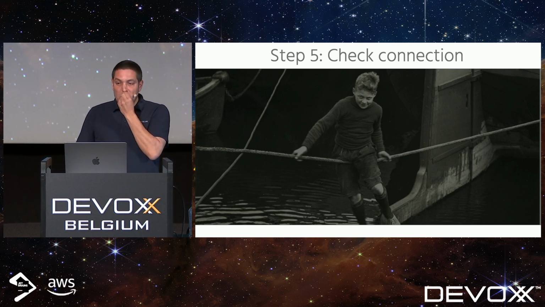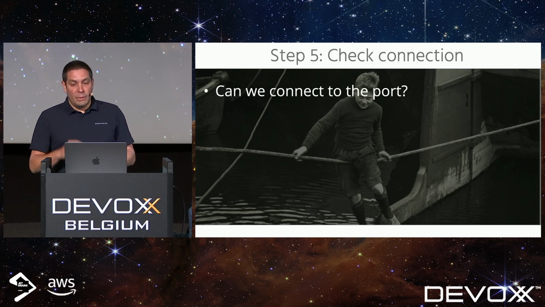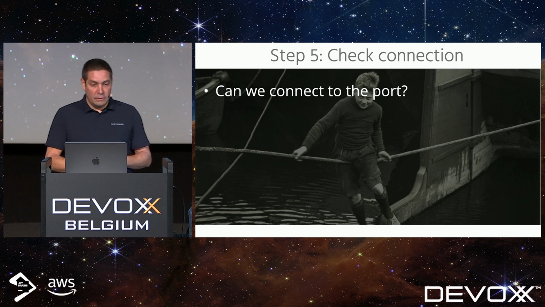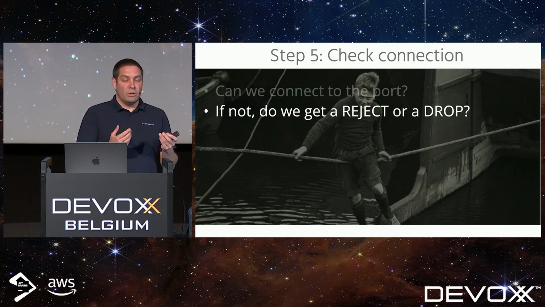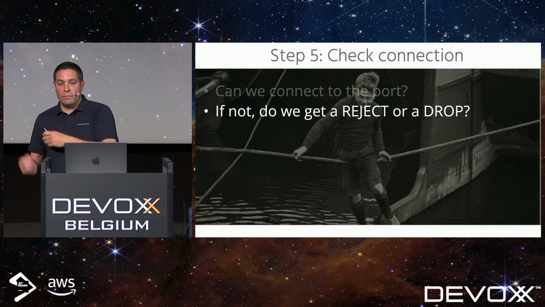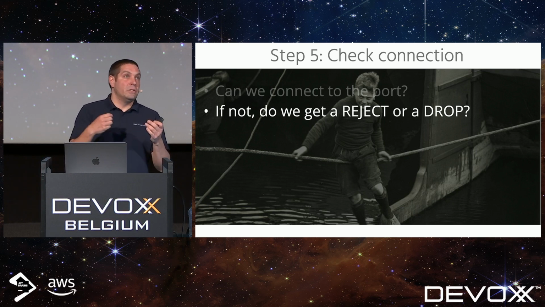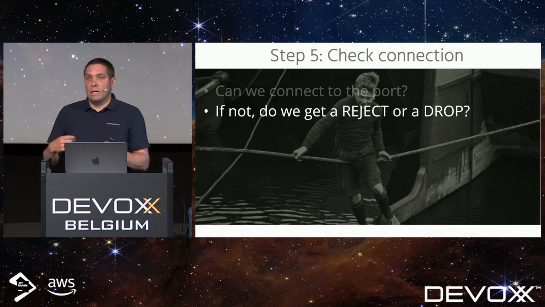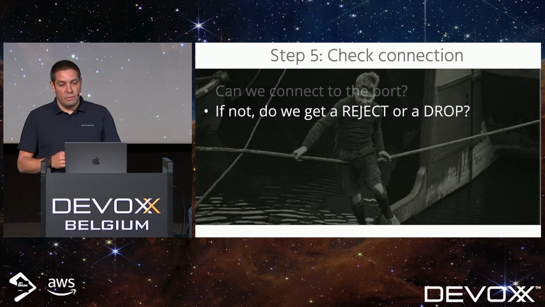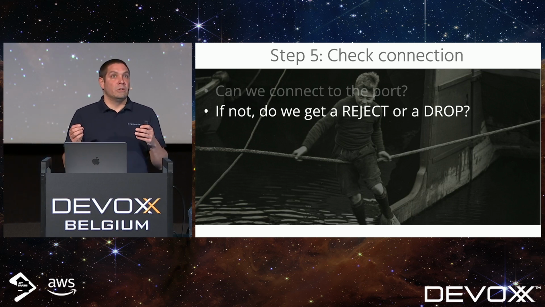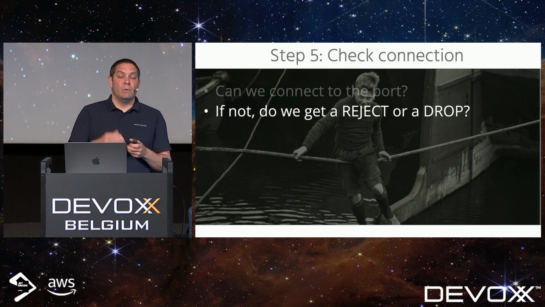So next we're going to check the connection. Can we actually connect to the port where we want to connect? And if we cannot connect, do we get a reject or a drop from the firewall? Reject means actively saying you cannot get in, and a drop means silently dropping, where you won't get a response. And this means two things. If you get a reject, then there's nothing running on the port. If you get a drop, the firewall is dropping you. I'll show in a bit.